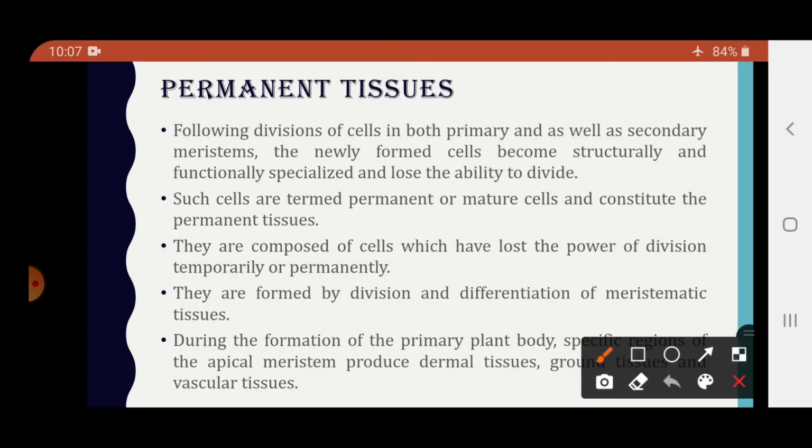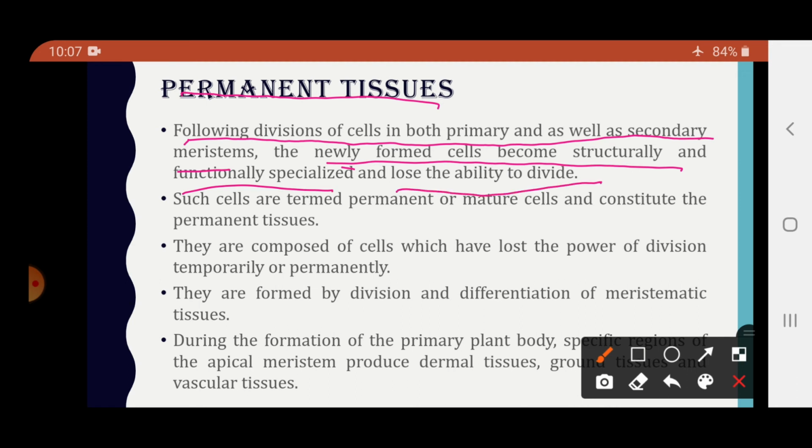Now students, we will deal with the permanent tissues. So basically following the divisions of the cells in both primary as well as the secondary meristem, the newly formed cell becomes structurally and functionally stabilized and they lose the capability to divide. Okay. प्राइमरी मेरिस्टम और सेकेंडरी मेरिस्टम में division होकर जो नए cells बनते हैं, these cells get associated with certain structures and these cells perform the particular functions. So these cells they lose the capacity to divide.